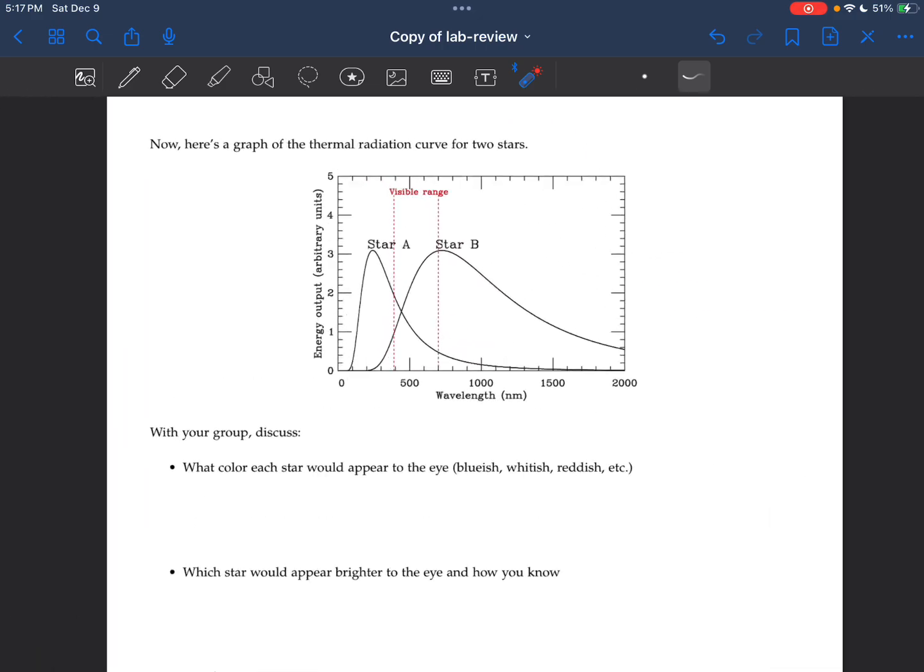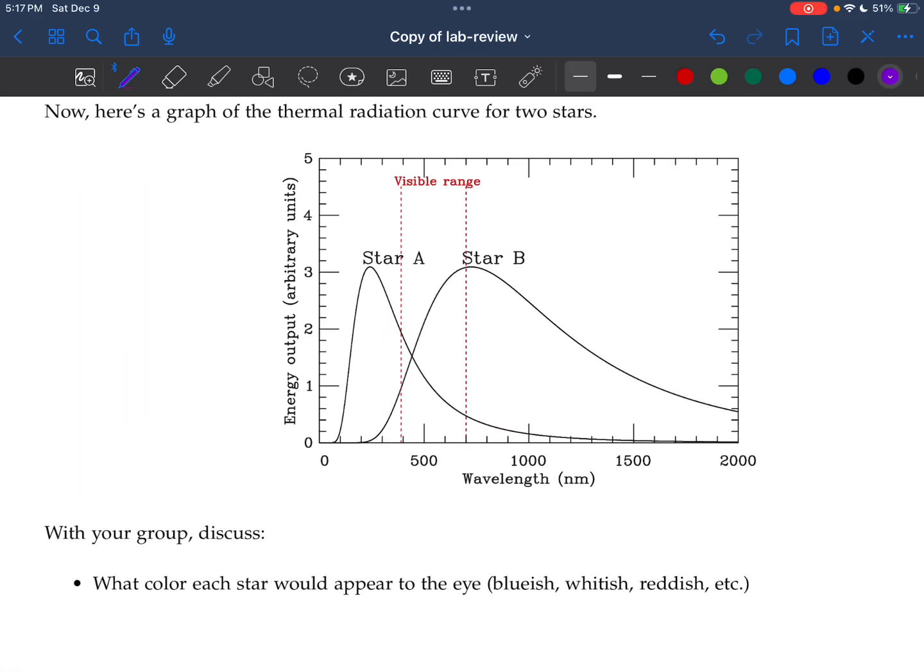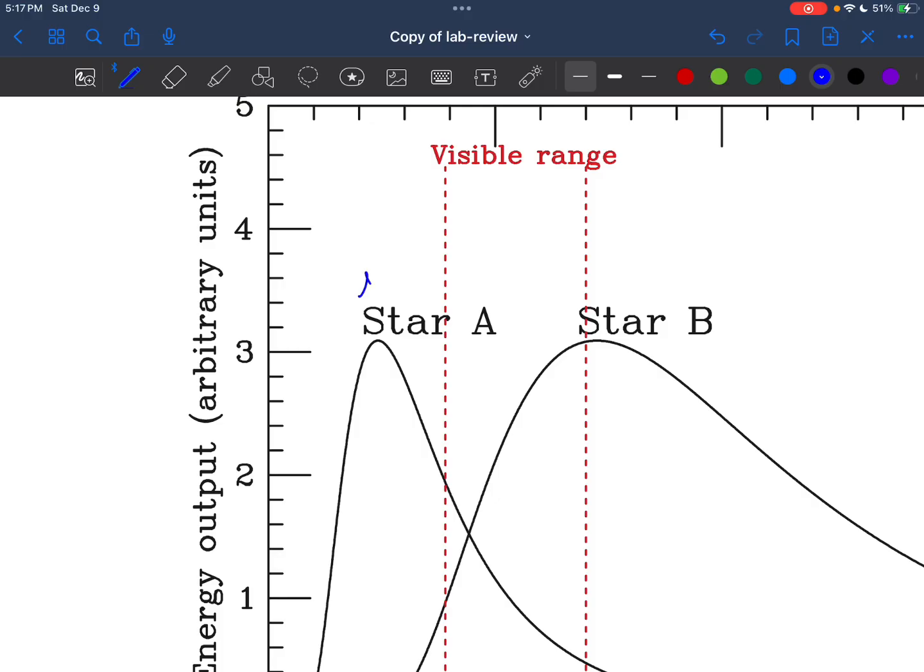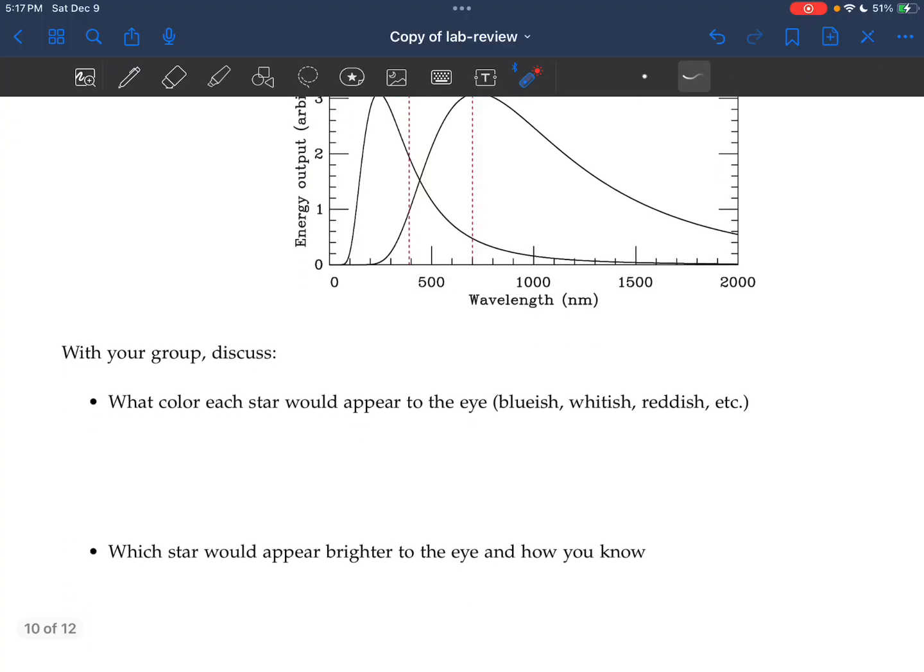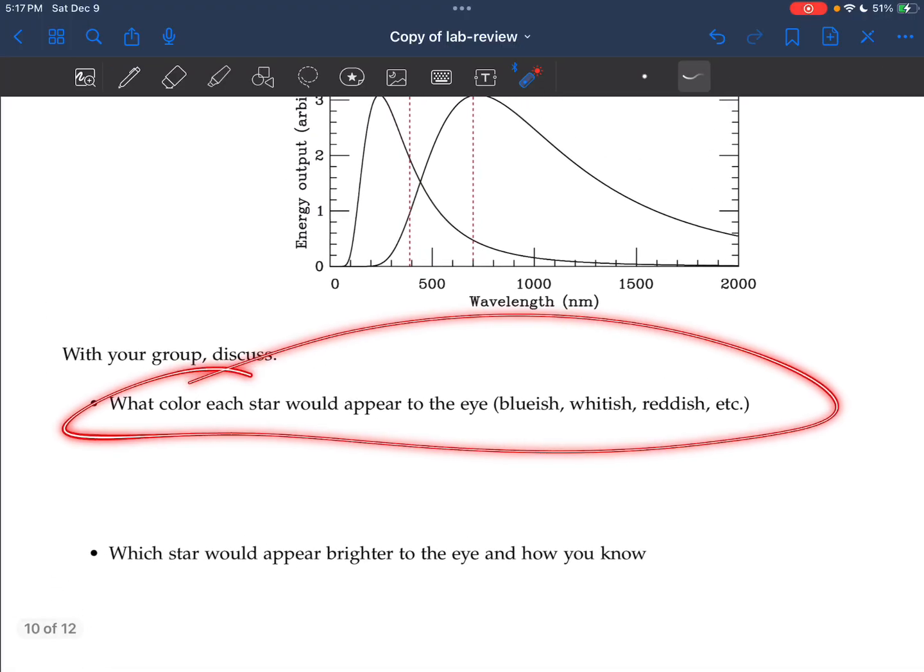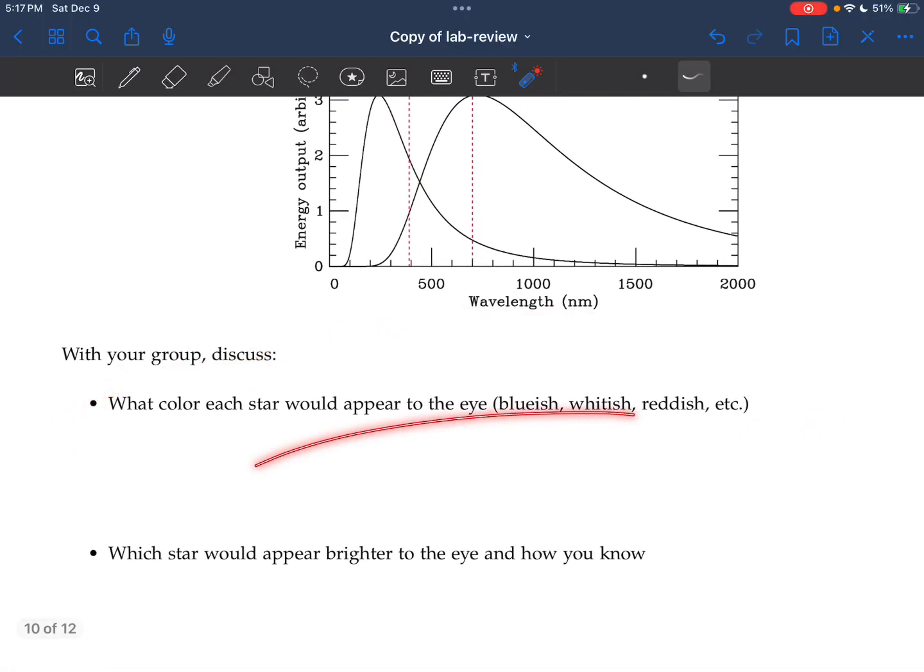Looking at 2 more stars. Now we have star A and star B. I'm going to call that star A so I can color code things a little bit. And just so happens, when we're looking at what color each star would appear to the eye.